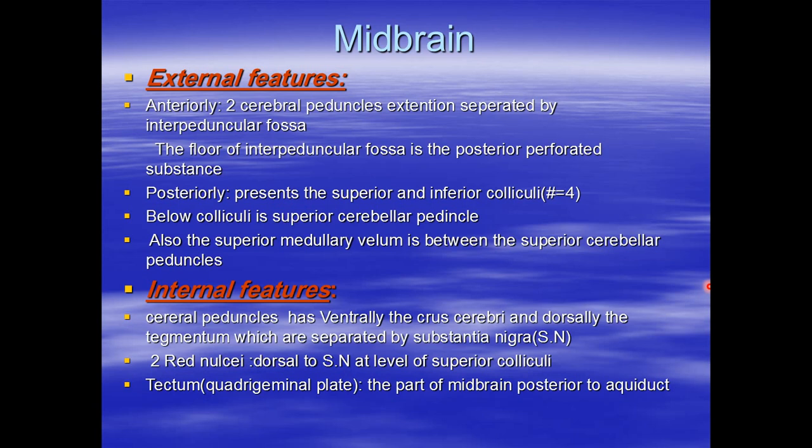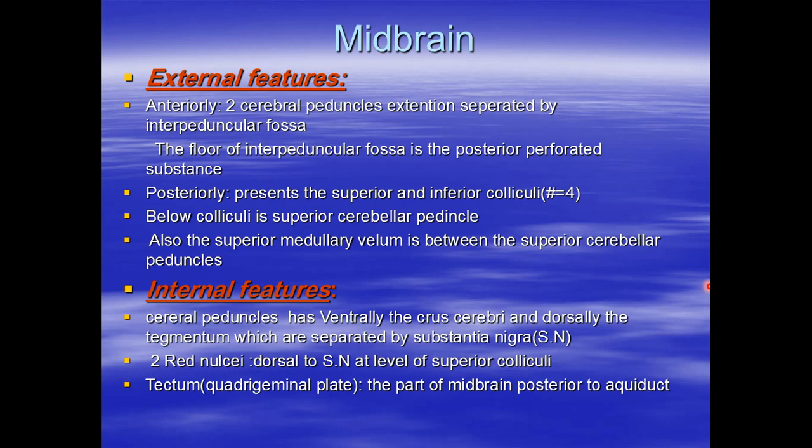Okay, the midbrain, the uppermost part of the brainstem, has anteriorly two cerebral peduncles that are separated from each other by the interpeduncular fossa, which contains the interpeduncular cistern that contains CSF. The floor of the interpeduncular fossa, or the interpeduncular cistern, is what's called the posterior perforated substance.